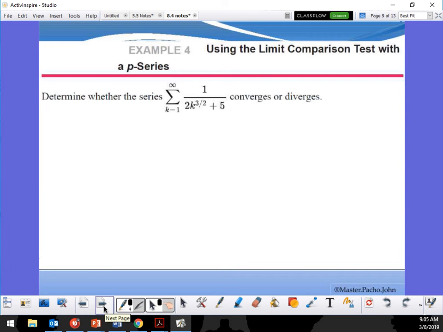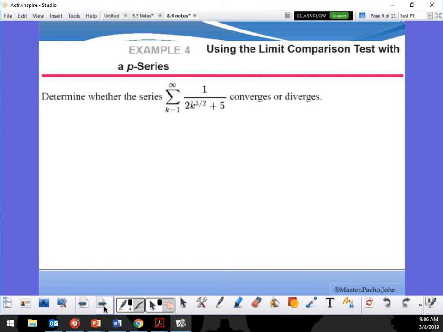Okay. Comparison with a p-series test. So let's take a look. Converges or diverges? All right, so now, if this is going to be a p-series, remember the p-series from yesterday. I got some issues with this. So what do I have to do for it to be a p-series?